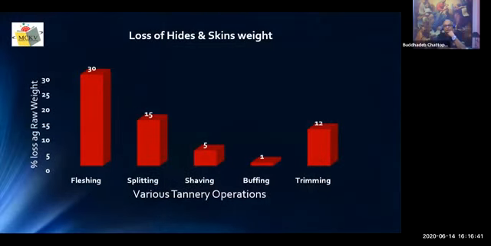Now, when you talk about the weight to area conversion, we must also know how we are losing the raw materials in what operations. You'll be surprised to know, and I was myself very surprised, and with a trembling hand went to Dr. Kotasek, saying that in fleshing we lose about 30% of the raw weight, splitting about 15%, shaving about 5%, buffing 1%, and trimming 12% of the weight of the hides, from raw to finished leather.